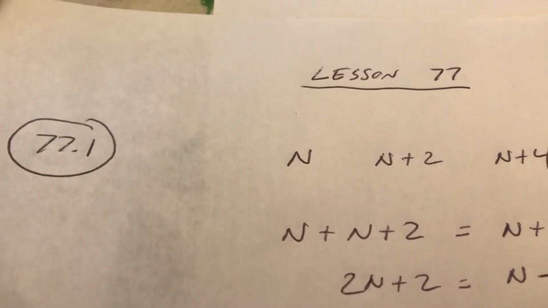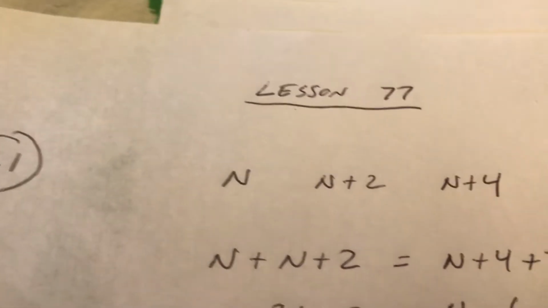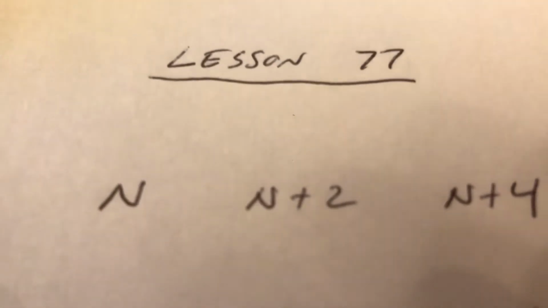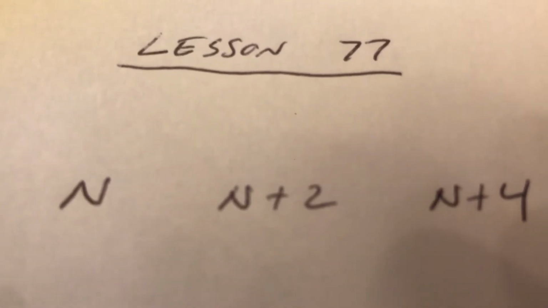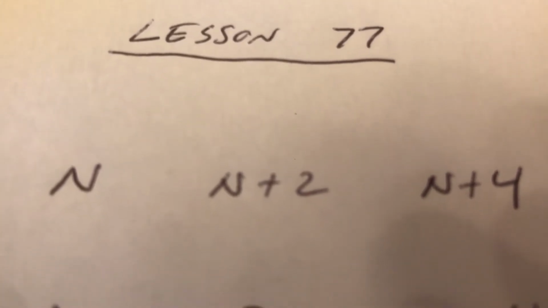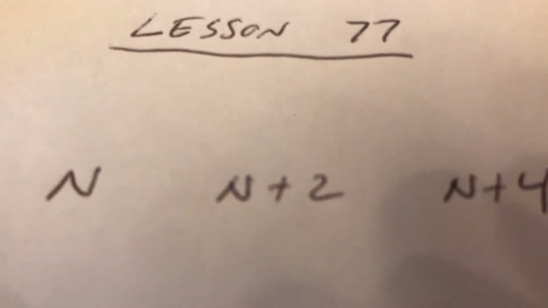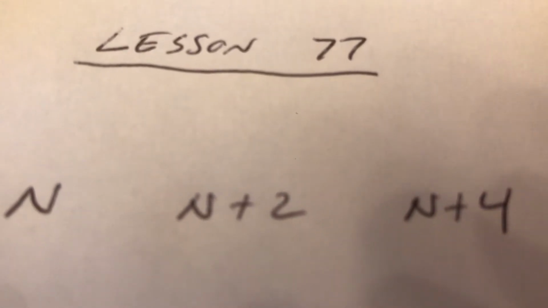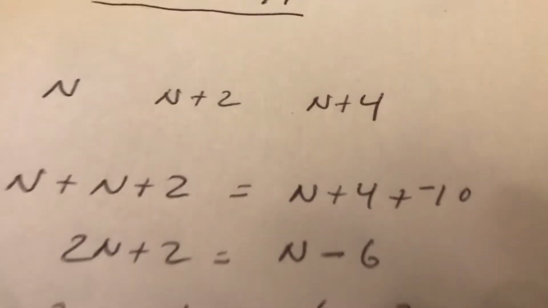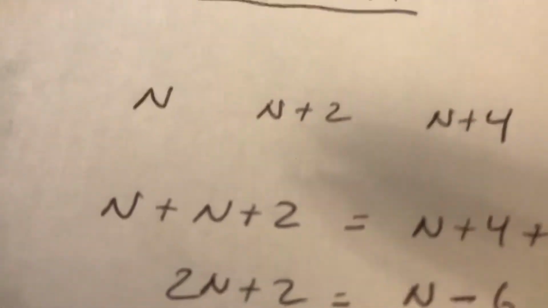Okay, lesson 77, consecutive odd and even integers. Now, odd and even integers are 2 apart, like the even integers 2, 4, 6, 8, 10. Also negative 10, negative 8, and 0 is an even integer. So n is the first one, the next one would be n plus 2, the third one would be n plus 4. So it says the sum of the first and the second.